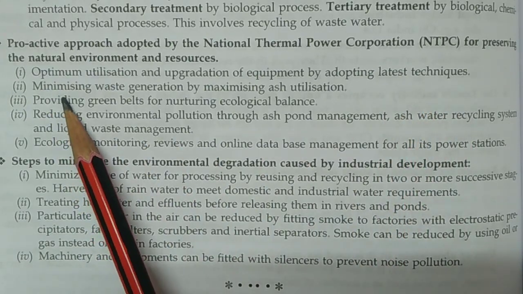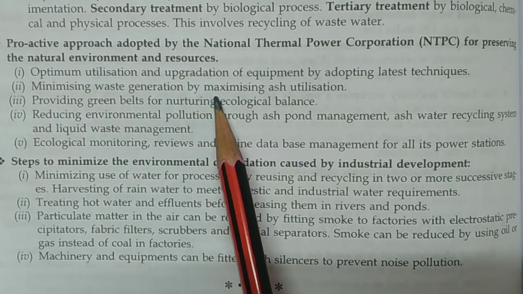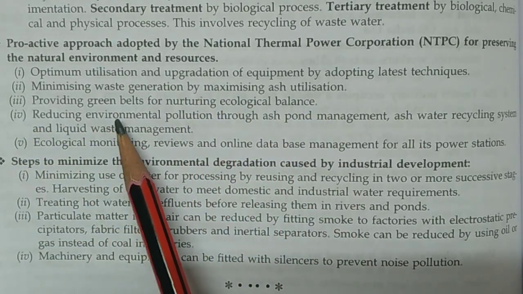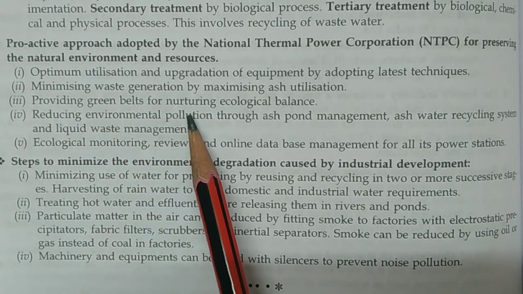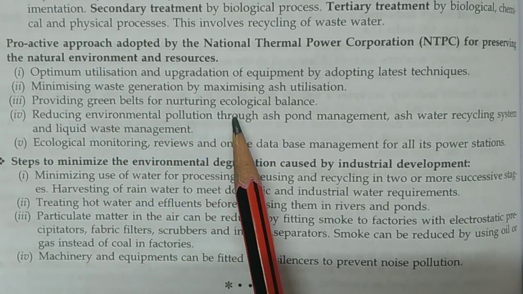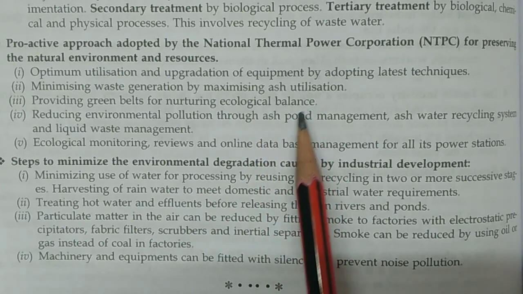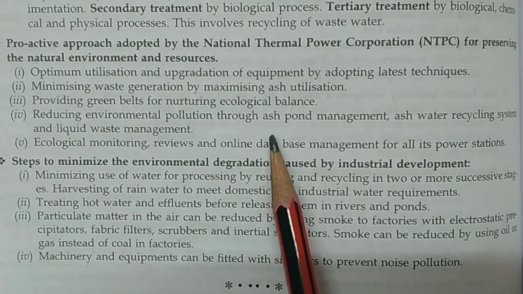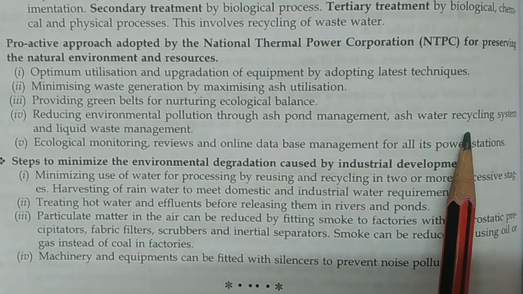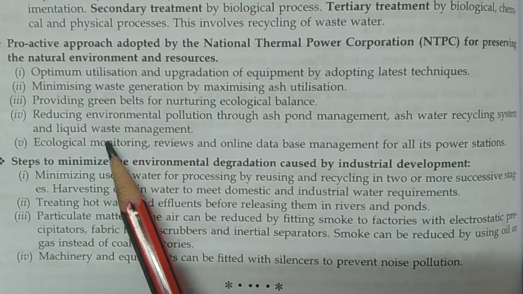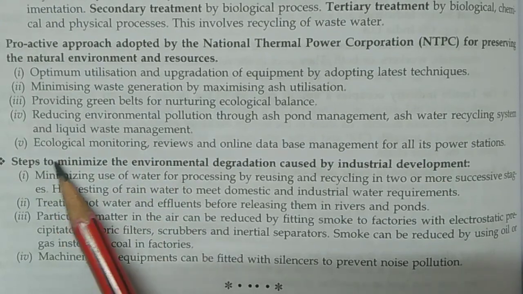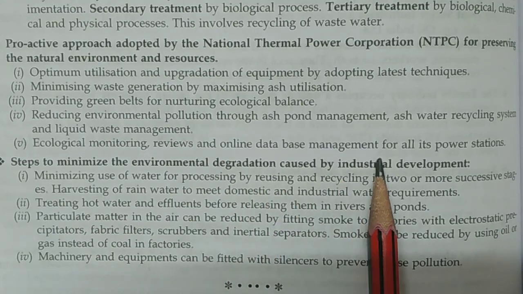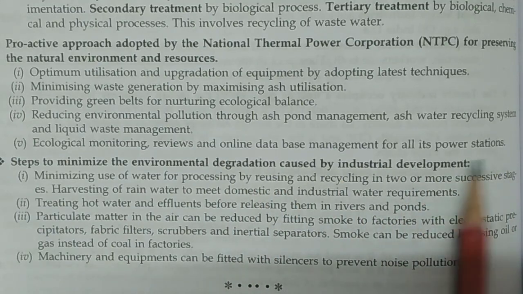Second, minimizing waste generation by maximizing ash utilization. Third, providing green belts for nurturing ecological balance. Fourth, reducing environmental pollution through ash pond management, ash water recycling system, and liquid waste management. Fifth, ecological monitoring, reviews, and online database management for all its power stations.